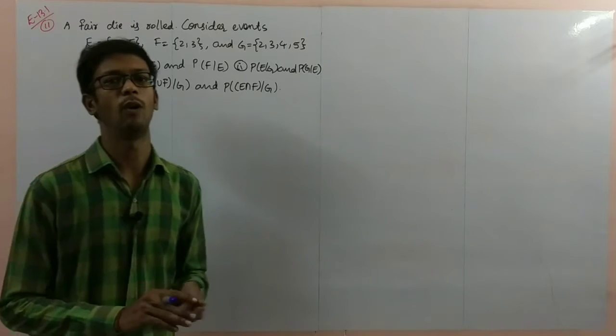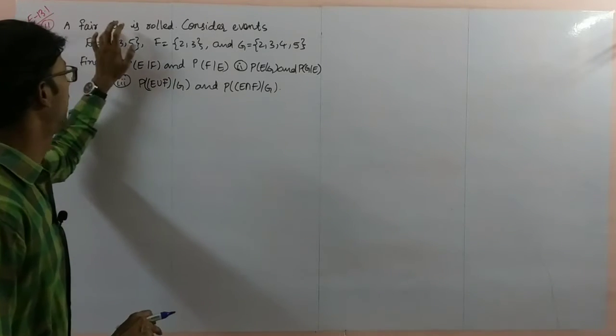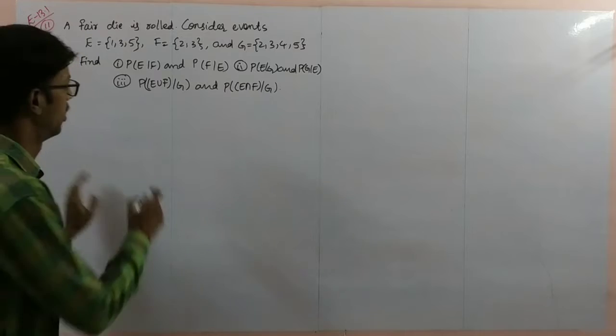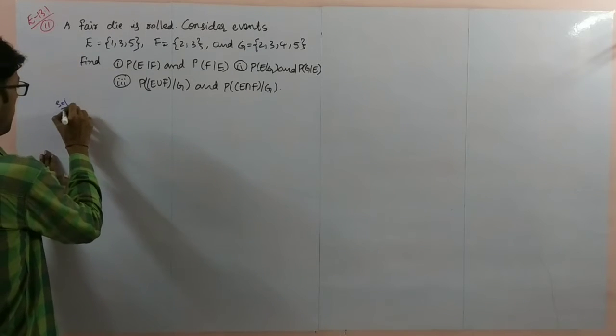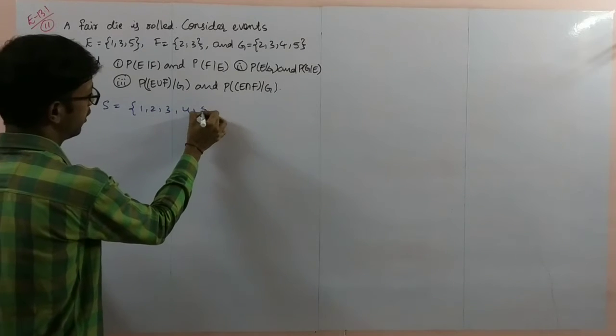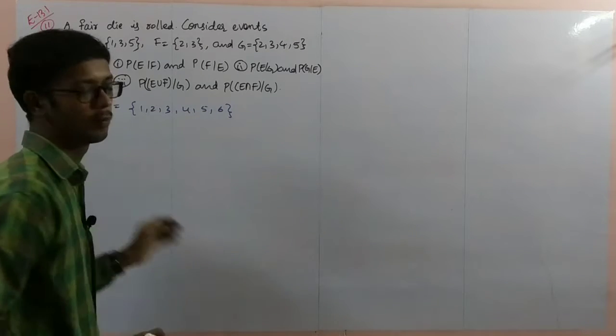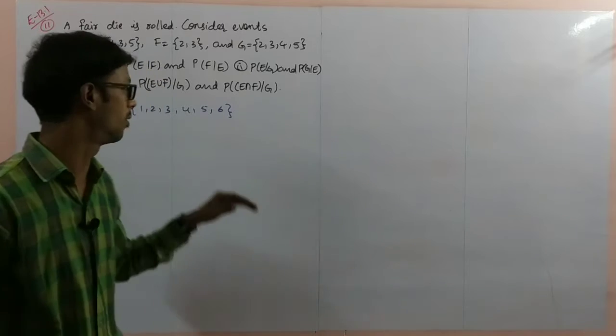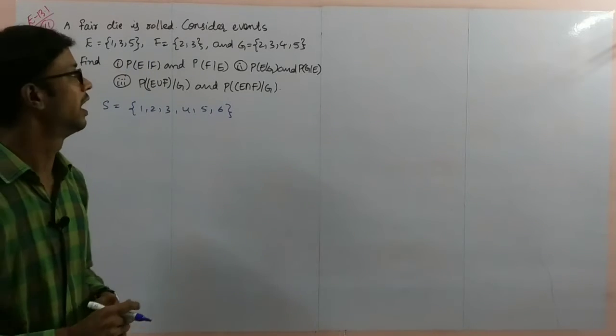Now you see the problem number 11. A fair die is rolled. Solution: S is equal to 1, 2, 3, 4, 5, 6. A die is rolled means you will get the total 6 outcomes. So 1, 2, 3, 4, 5, 6.